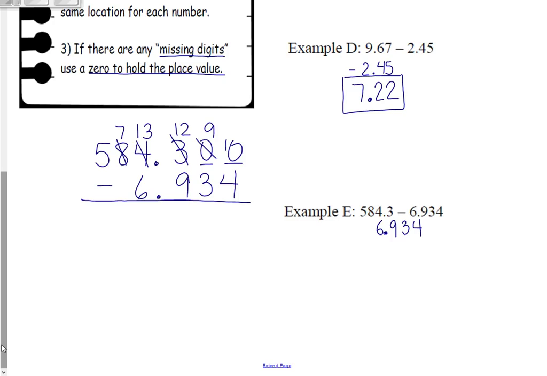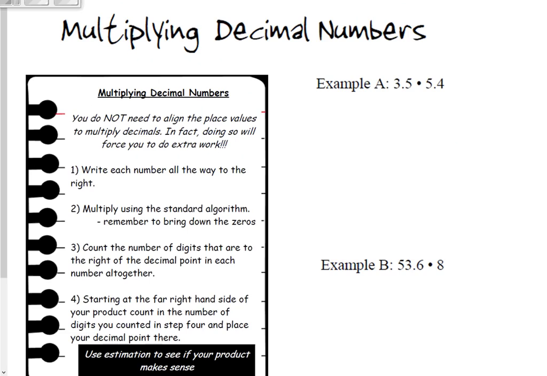But now I have 10 minus 4 is 6. 9 minus 3 is 6. 12 minus 9 is 3. Bring down your decimal point. 13 minus 6 is 7. 7 and 5 are left. 577 and 366 thousandths. Okay? All right, we're going to move on to multiplying.